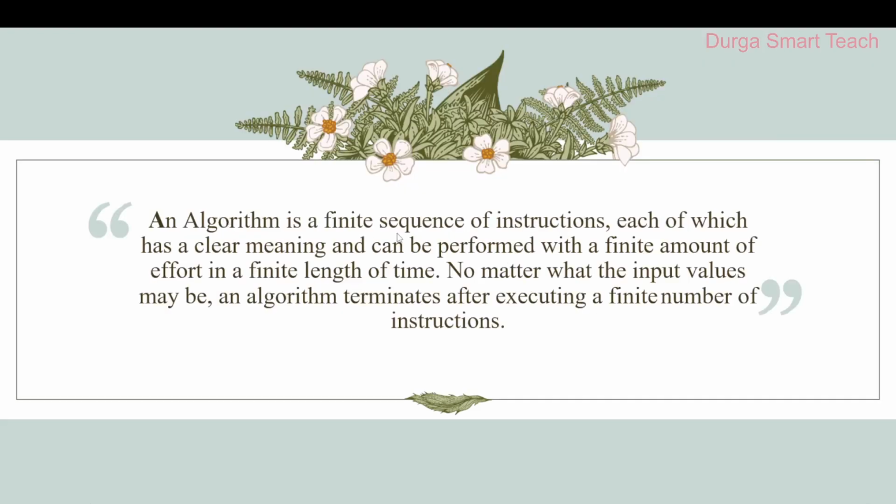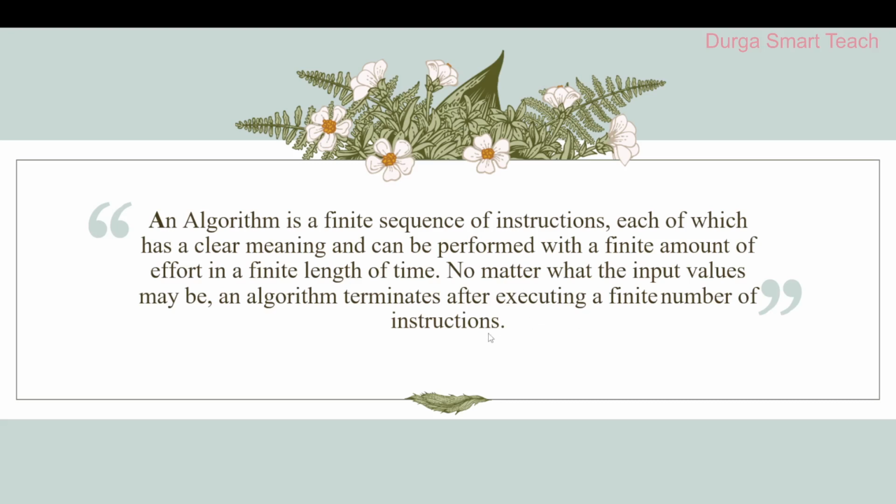Algorithm is nothing but a finite sequence of instructions, each of which has clear meaning and can be performed with a finite amount of effort in a finite length of time. In other words, an algorithm is a step-by-step process to solve one particular problem. Those steps are finite in sequence. No matter what the input values may be, an algorithm terminates after executing a finite number of instructions.